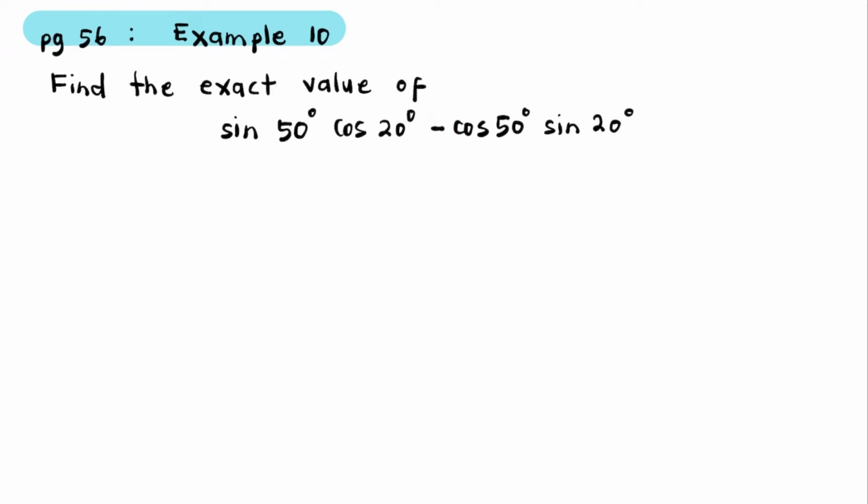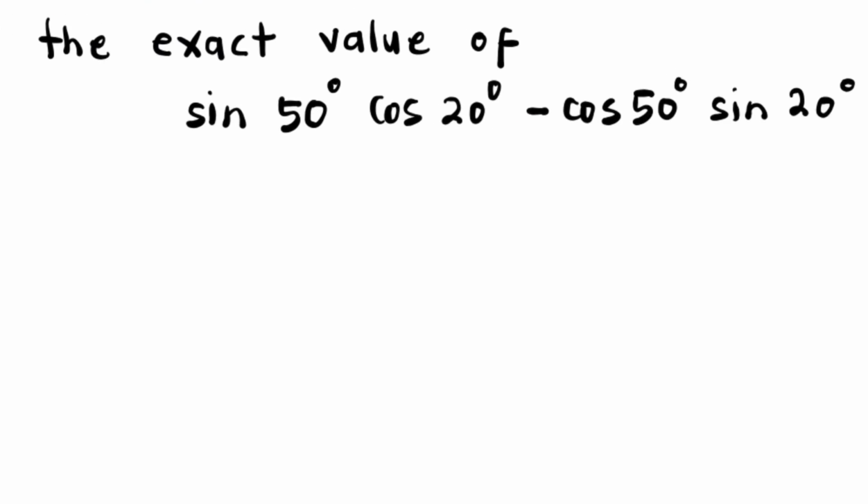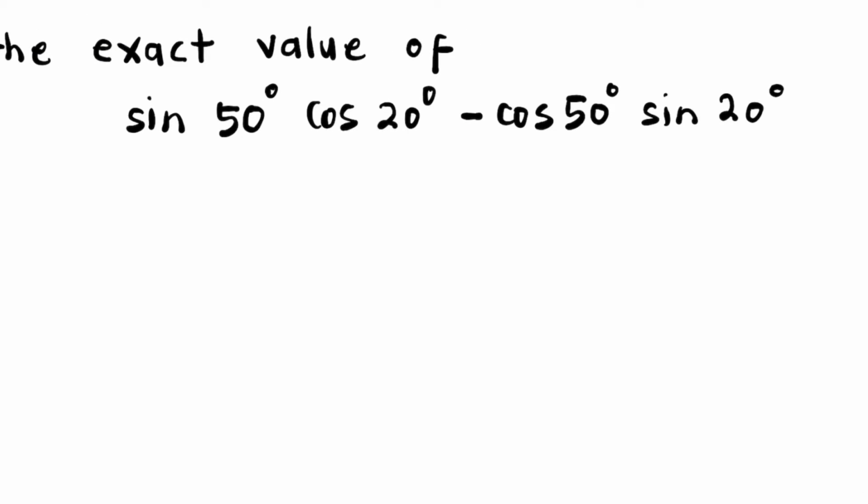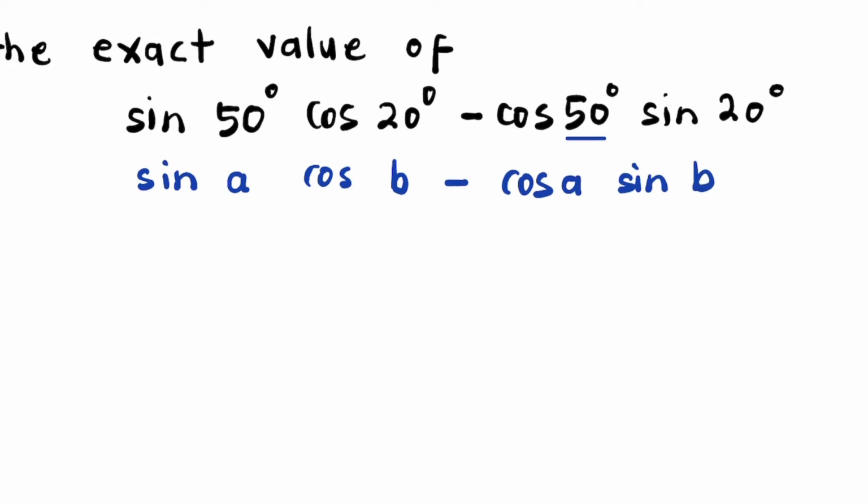Now, over here, you can see that your sine 50, you can name it as A. Cosine 20, you can name it the angle B. Now you can say that this is sine A cosine B, minus, because this is still 50 degrees, this one would be cosine A, and sine 20 degrees is sine B.